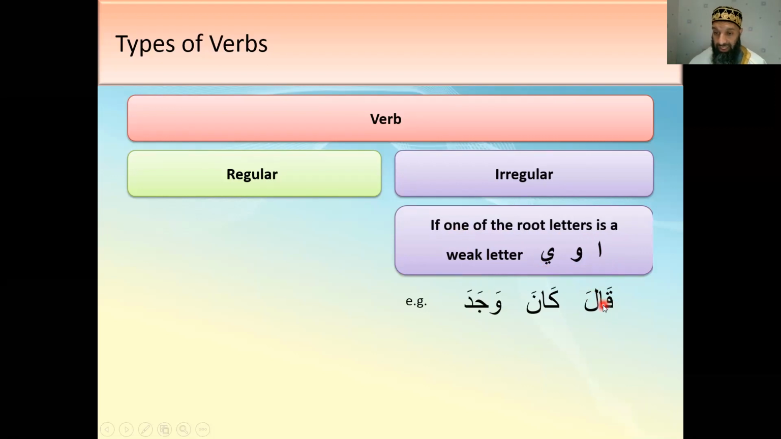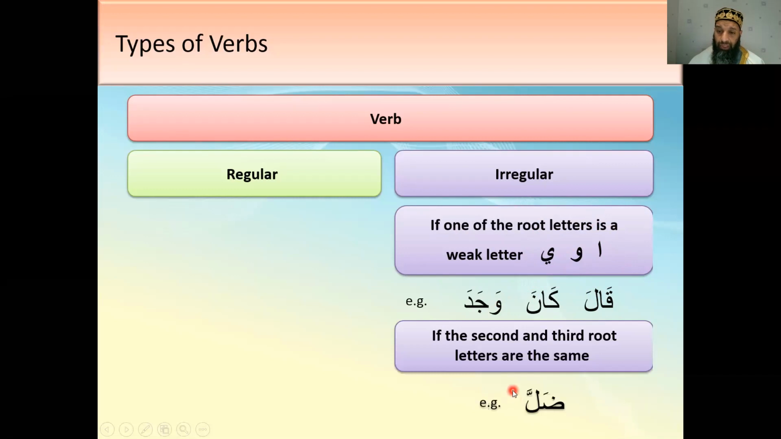So qala is weak. Actually, qala is qaf, waw, lam, right? But that waw has disappeared and the alif has appeared there. It's weak. Kana is weak. Wajada is weak. It's got the waw. I think the root word for kana is actually kaf, waw, noon as well. So that's one way: if the root word contains alif, waw, or ya, it makes it weak. The other way is if the second and third letters are both the same, then it's also a weak verb. Everything else is regular. So we've just done regular verbs.